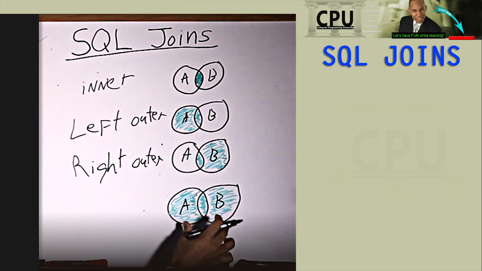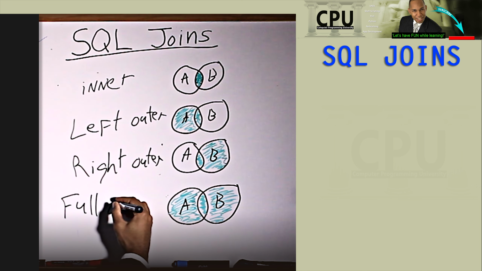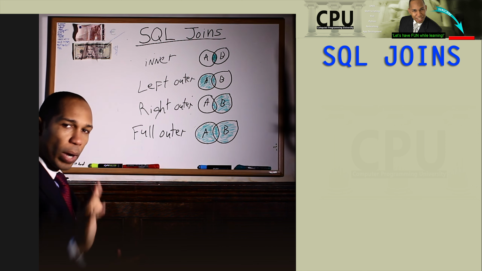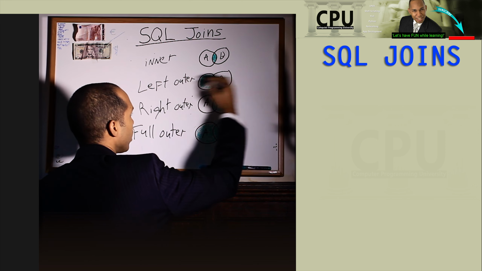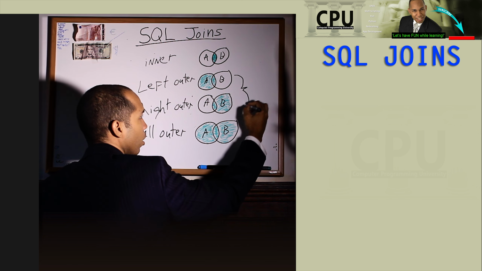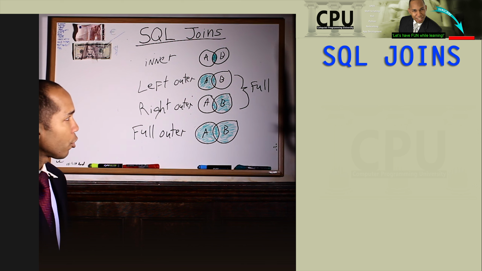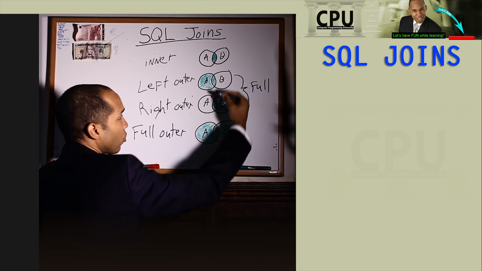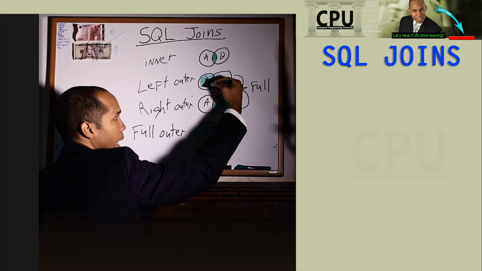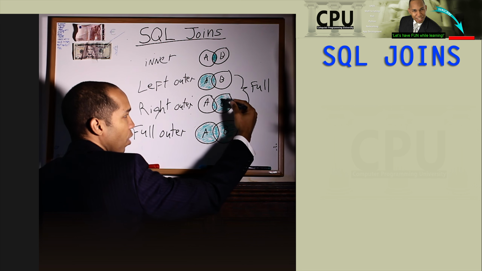So this is a full outer join. The way to look at this is we are combining these two, and the result is a full outer join. Over here we see every single row from table A, but only B where it matches, right? And then we have the opposite here.